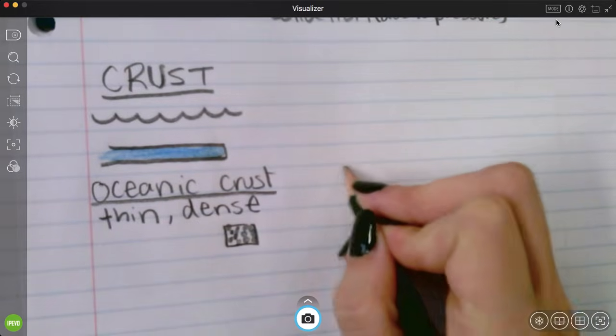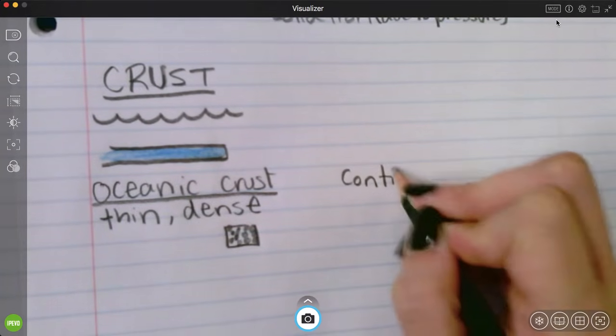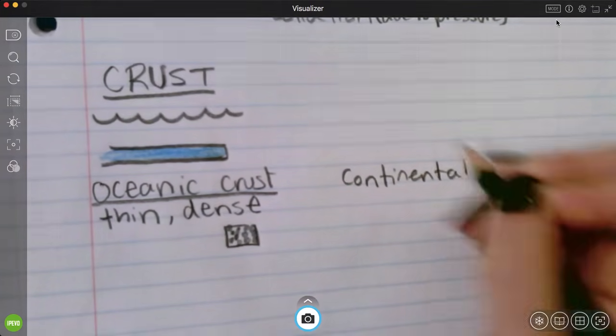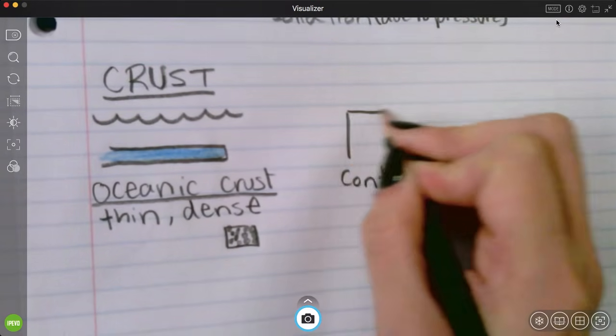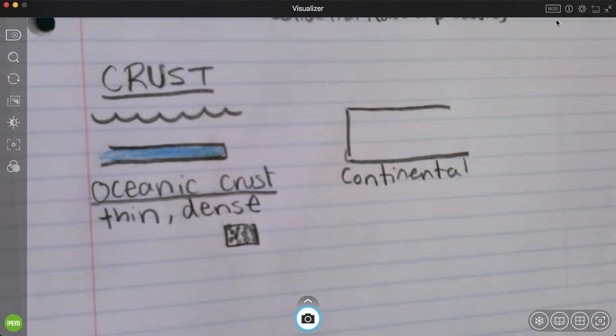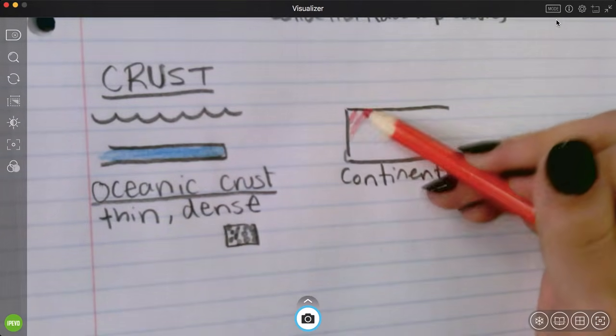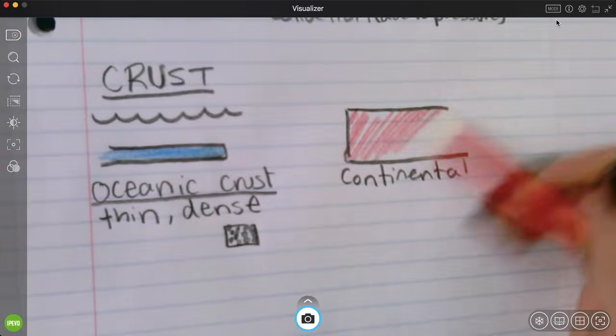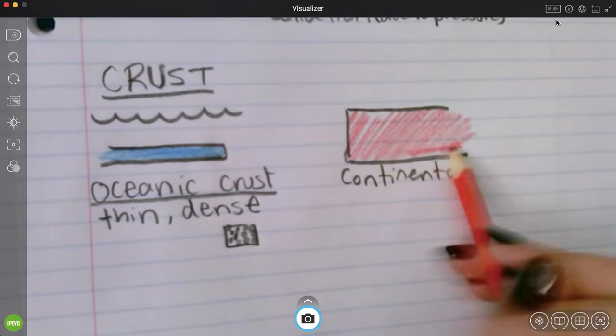The other kind of crust is called continental. Continental, I'm just going to draw a much thicker bar here, and I'm going to color this red. I've chosen red to be my continental crust. You can choose brown or green, I really don't mind. That's up to you.